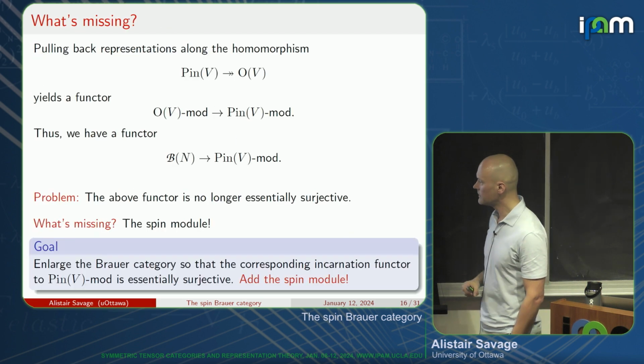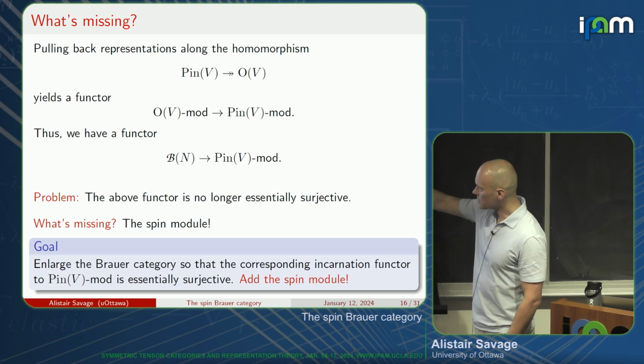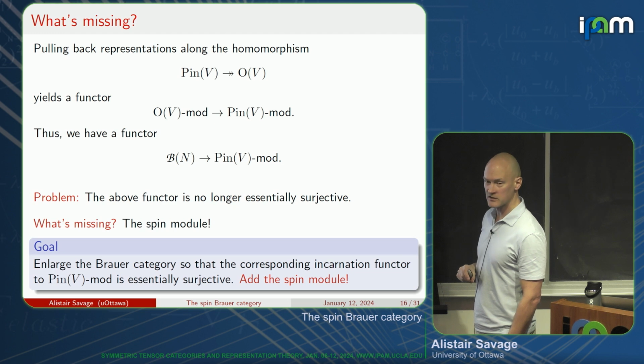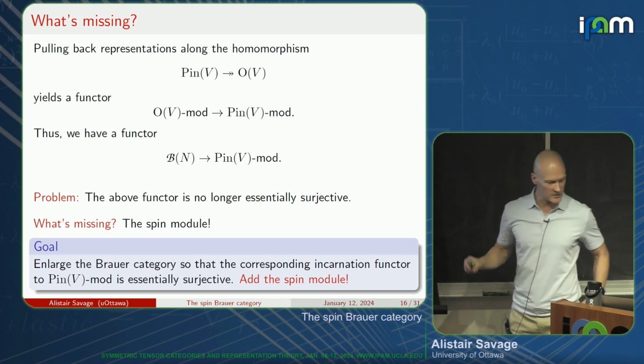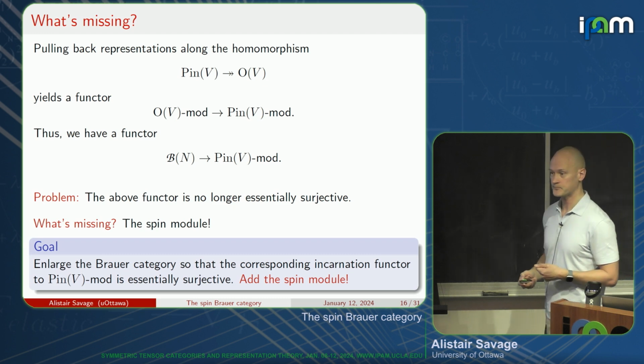So that's our goal: we want to enlarge the Brauer category so that this corresponding incarnation functor becomes essentially surjective. And we do this by going back to our abstract diagrammatic category and adding in a generator that formally corresponds to the spin module.